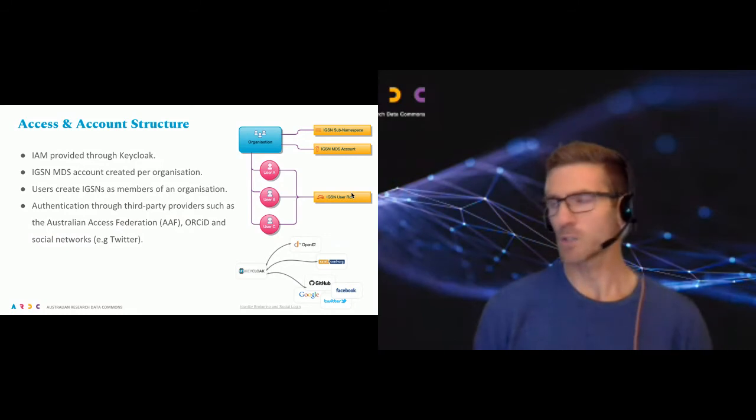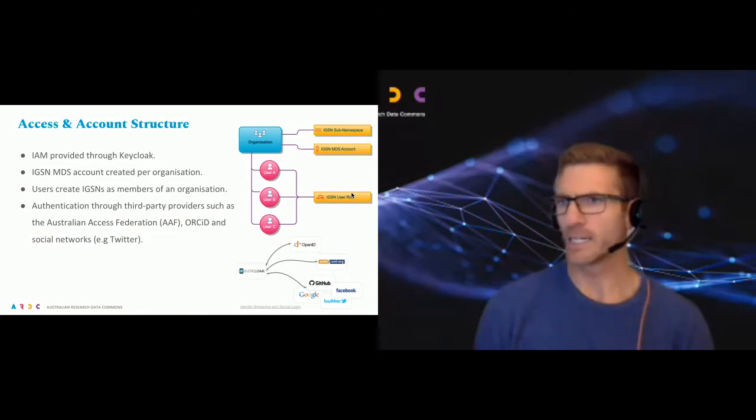The users that then belong to that organization will get an IGSN role, and they can create and manage IGSNs. As part of that organization, they can set them to private, so only they can view and manage them, or set them to the organization, so that every member in that organization will be able to manage the IGSNs. The other thing to highlight is that by using Keycloak, it comes with SAML, OAuth 2, etc. And so we get all the benefits of being able to plug in with third-party providers such as the Australian Access Federation. We can use ORCID accounts and things to log in and start creating IGSNs.